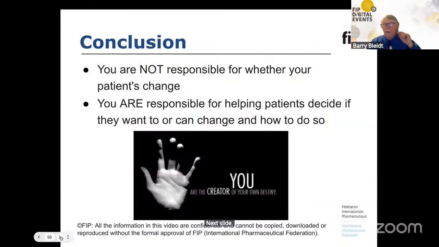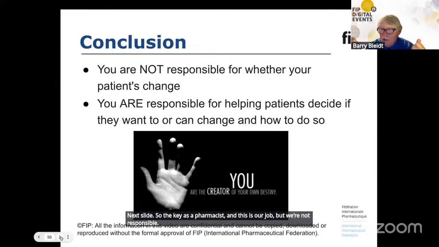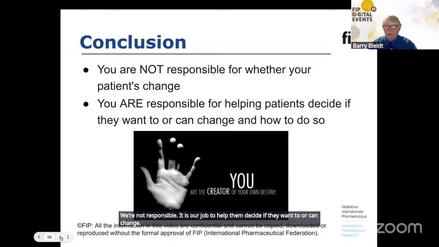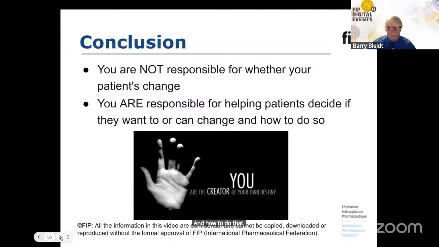So the key as a pharmacist, this is our job, but we're not responsible for whether our patients change or not. That is not our job. It is our job to help them decide if they want to or can change and how to do that. So we're not a failure if they don't change, because we're responsible for having them decide. They may not want to change. Nothing we can do about that. That's the key. Conclusion. Next slide.